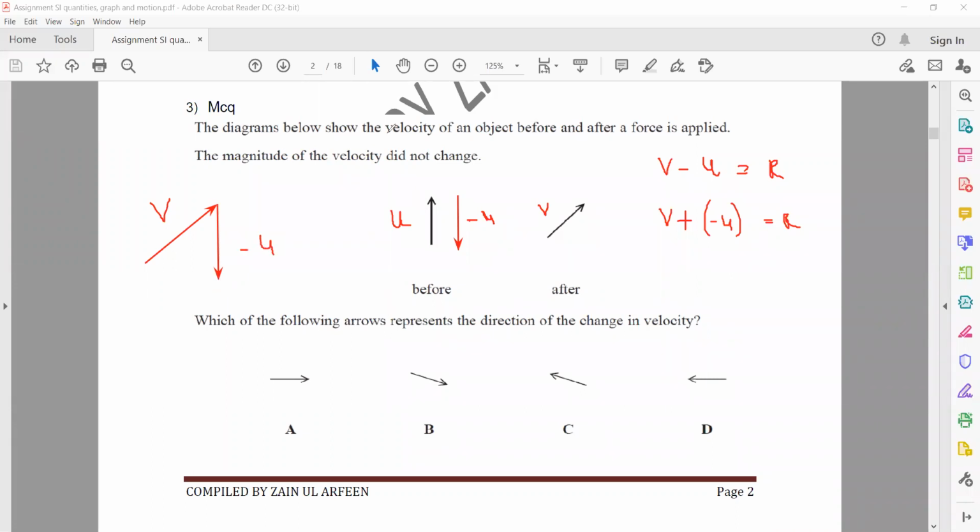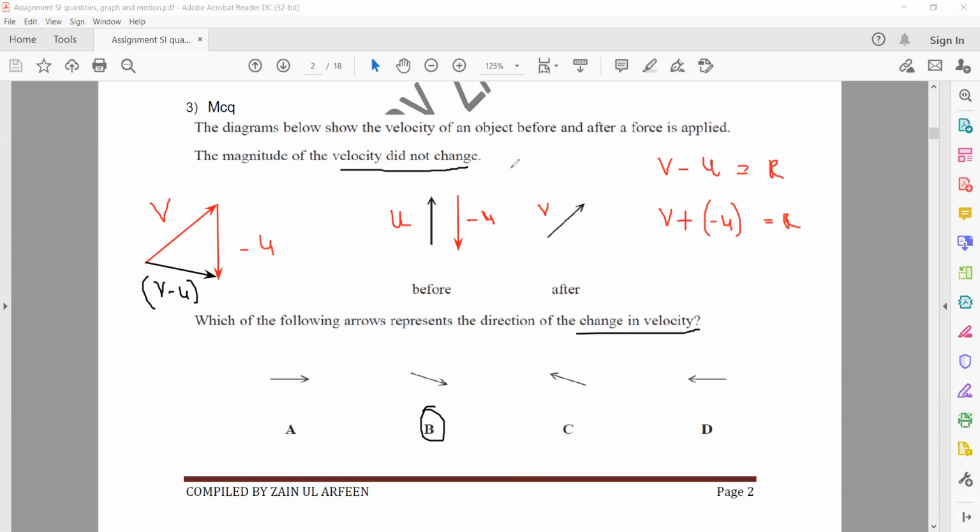To get the resultant, it is always from the tail of the first to the head of the last. That will be the resultant. So basically this resultant vector will be v minus u. It matches option B, so B is the right answer. As we are finding the change in velocity, the magnitude does not change, but the change in velocity is represented in terms of direction.